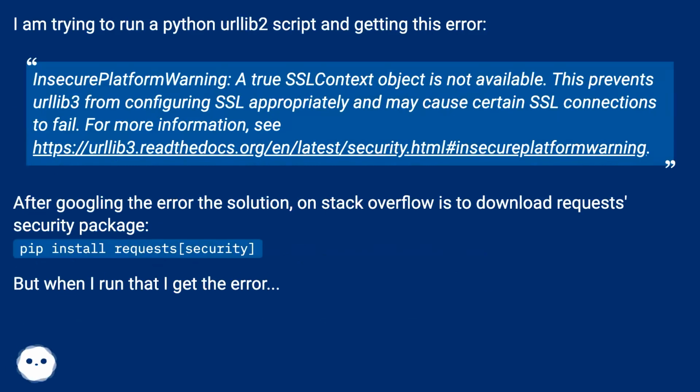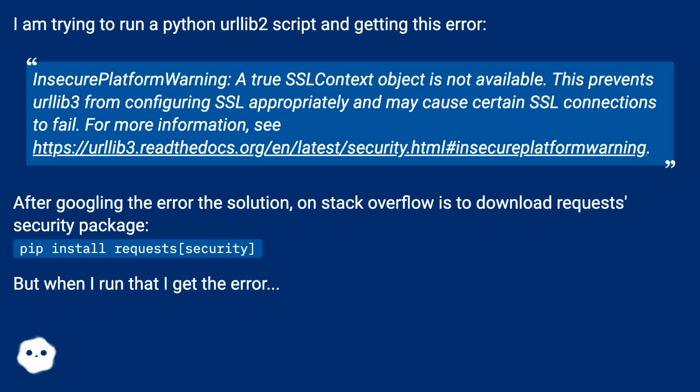I am trying to run a Python urllib3 script and getting this error. InsecurePlatformWarning: A true SSLContext object is not available. This prevents urllib3 from configuring SSL appropriately and may cause certain SSL connections to fail. For more information, see this URL. After Googling the error, the solution on Stack Overflow is to download the requests security package.